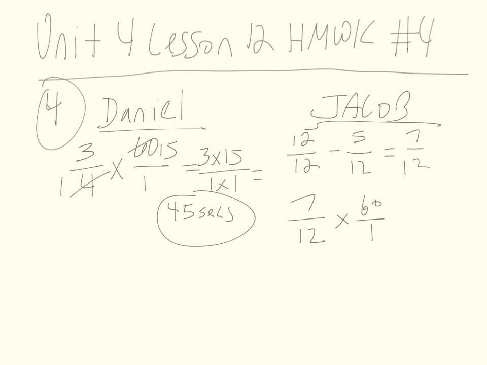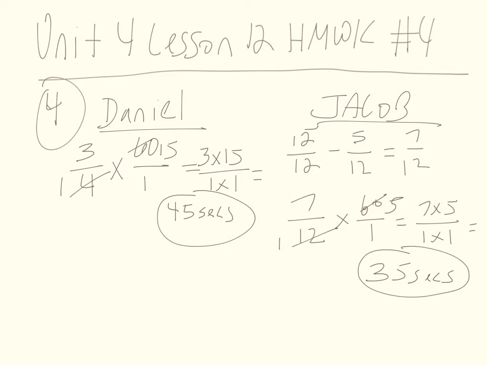Jacob, cross-canceling, 12 goes into 12 once. 12 goes into 60 5 times. So you're left with 7 times 5 over 1 times 1. And that would be 35 seconds. So you could see that Jacob finished the race 10 seconds faster than Daniel. So to answer the question that they're asking, who ran the race faster, Jacob ran the race faster because his time is shorter. So this is the faster time.